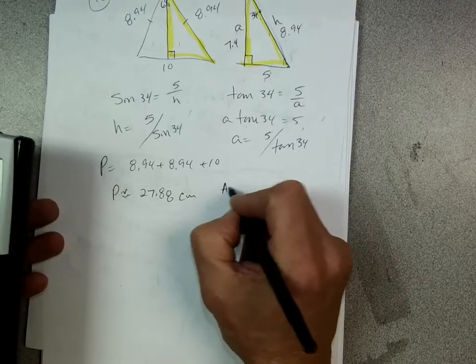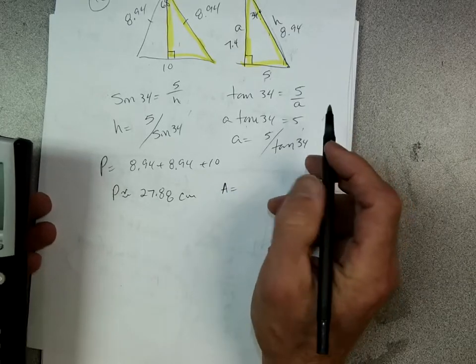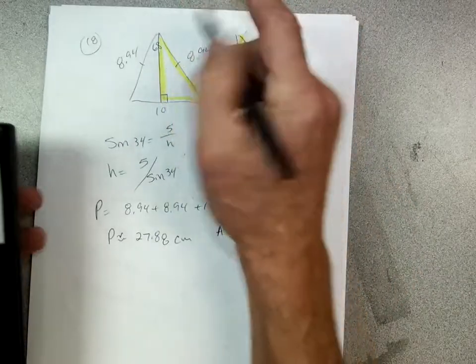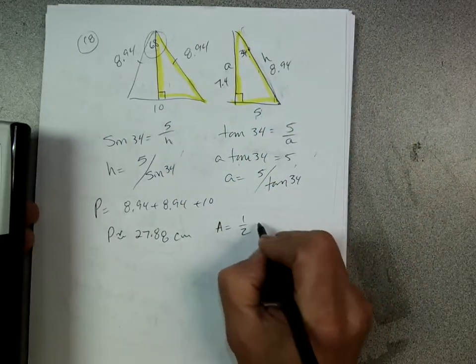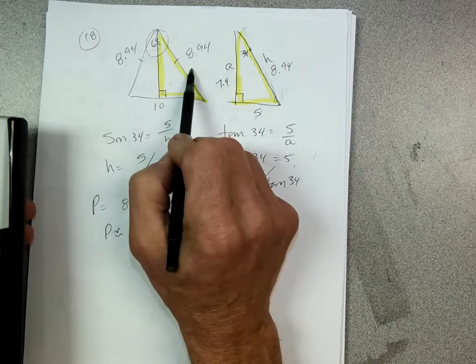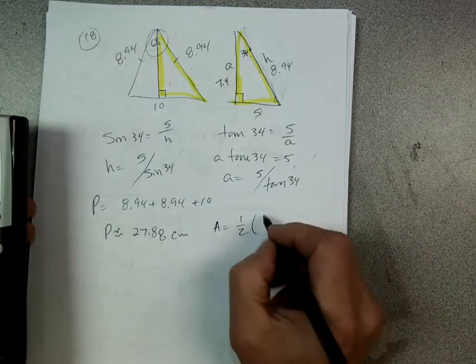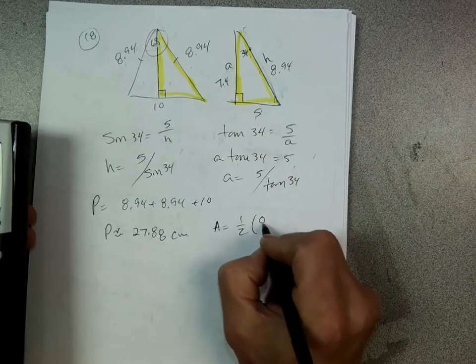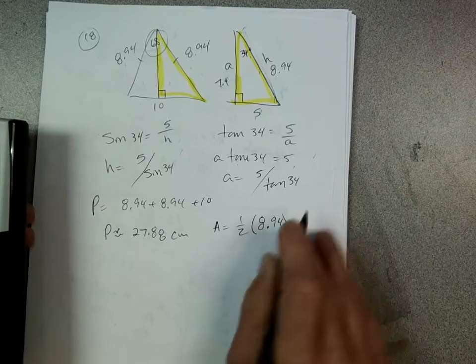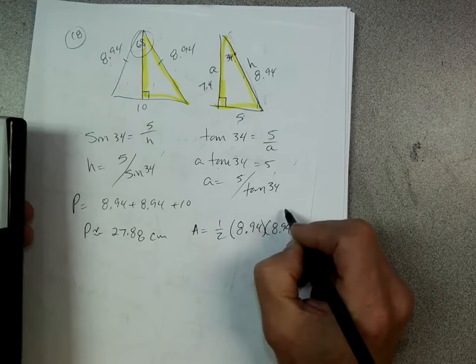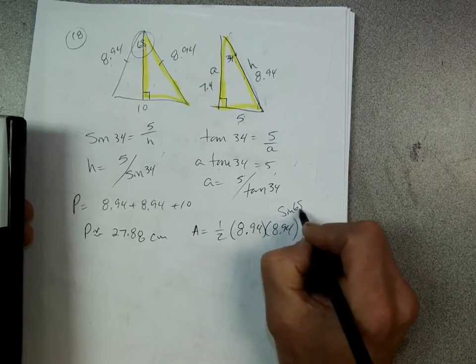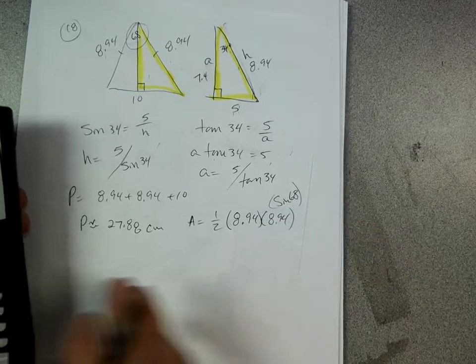Area, base times height, divided by 2. Or we got another little formula, which actually makes it kind of easy. I guess I didn't need to find the altitude. Could have gone 1/2 side side sine. Let's do that one. Let's go 1/2 times 8.94 times 8.94 times the sine of 68 degrees. Squeeze it all in there, sorry about that.